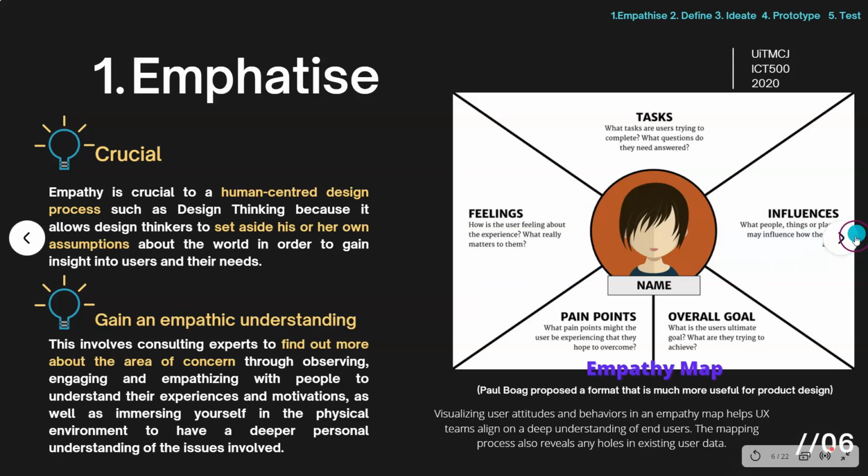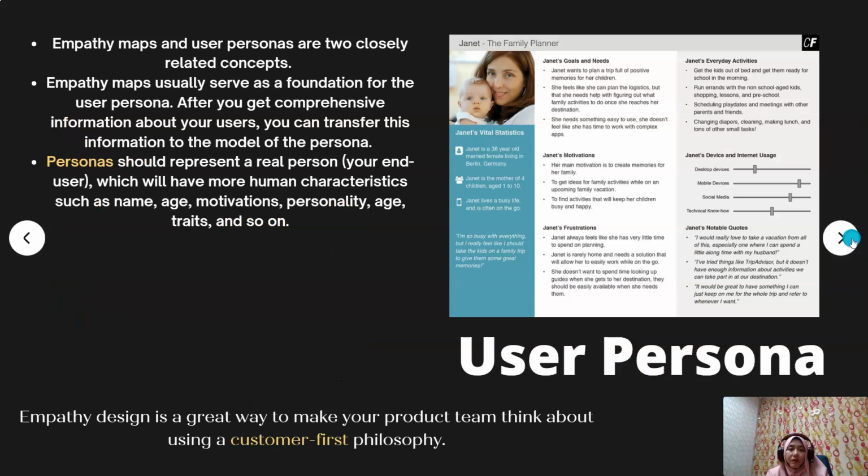What really matters to them? Okay, so this is the example of the empathy map that we have, which is related to the user persona. Empathy map and user personas are two closely related concepts. The empathy map is for identifying the user requirement.